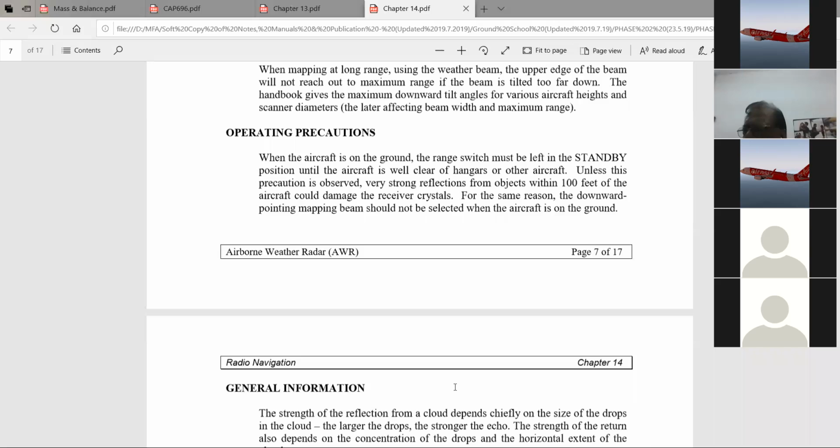These are the precautions you have to take. That means you have to put the radar on standby mode till the time you line up. Once you have lined up, on the weather beam, you can start radiating and transmitting. Obviously, once you have lined up, there are no obstructions thereafter.